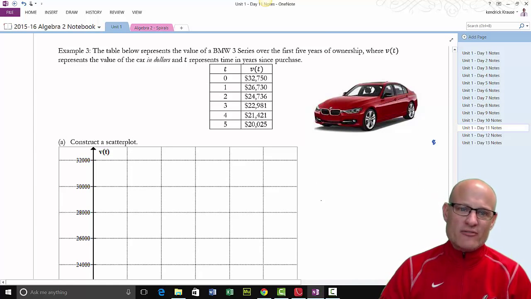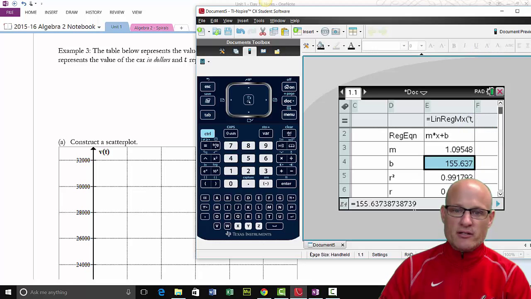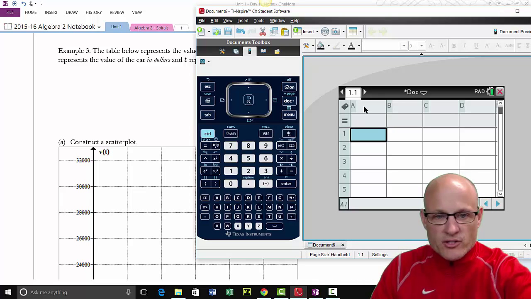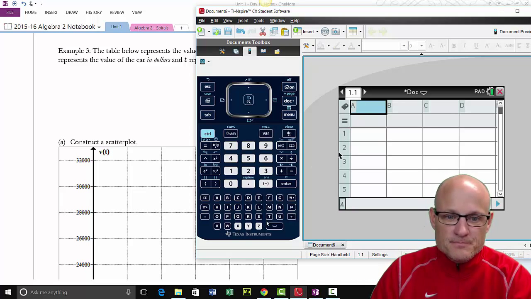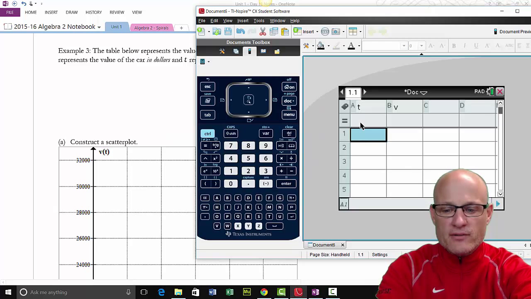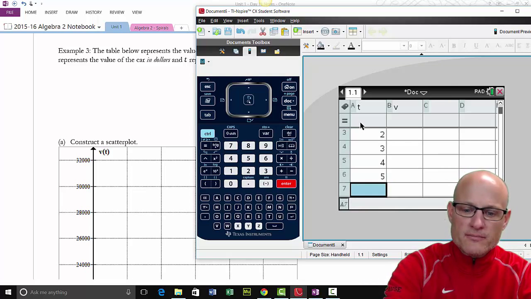Let's move on. Time and value of your car. Now notice what happens here. When you drive off your lot, you lose a lot of money. And the time must be in years. Okay, so let's see what we got. We'll go back to our calculator and start over again. In this case, we got time and we got value. Time, you're going to go 0, 1, 2, 3, 4, 5.